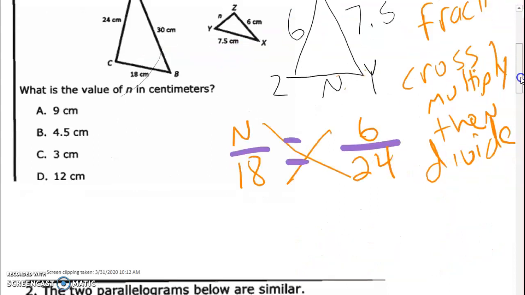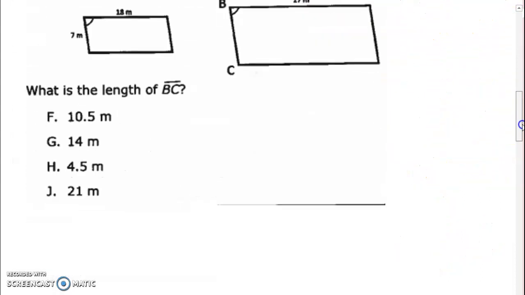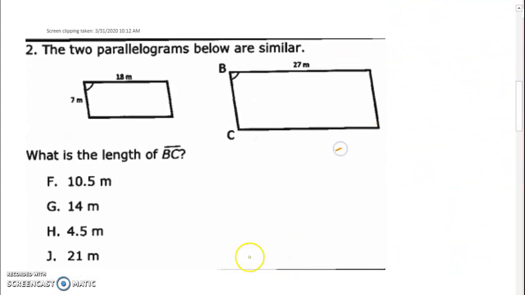Okay, now the other problem that you were asking about, which is this one. Number 2. It says two parallelograms below are similar. Again, the word similar is there. That means we need to set up a proportion.